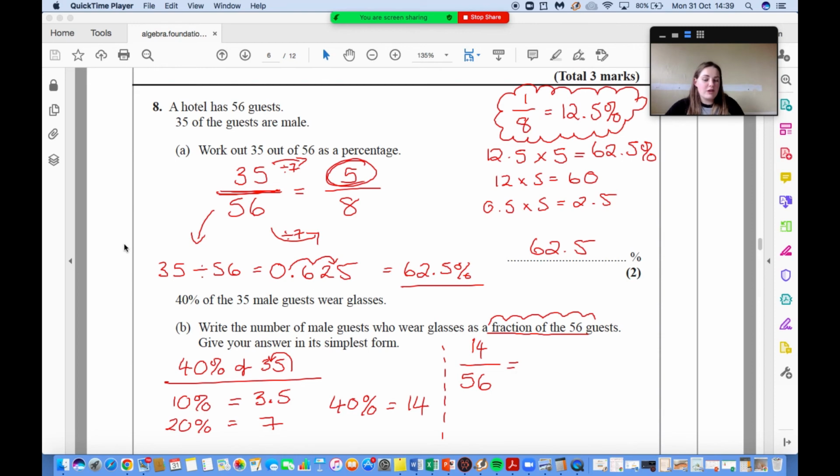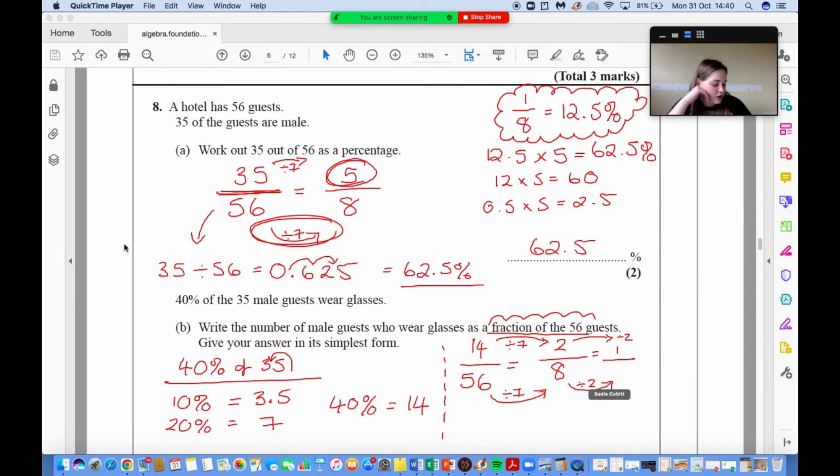Now we've already realised that 7s go into 56 because we did it on question A. And we also know that 7s go into 14 because we've already worked out 20%, which was 7, and you should know that 2 7s are 14 anyway. So we can divide by 7 to make this our simplest form. 14 divided by 7 is 2, and 56 divided by 7 is 8. But we can still divide one more time to make that even smaller, because we can divide by 2 now. 2 divided by 2 is 1, and 8 divided by 2 is 4. So our fraction in its simplest form is 1/4. Okay?